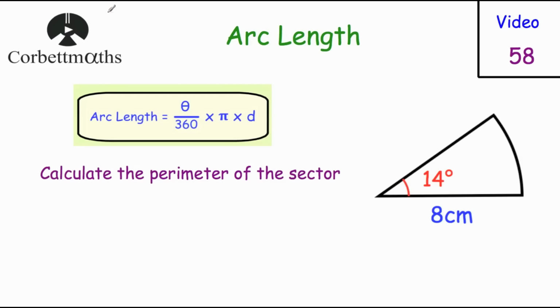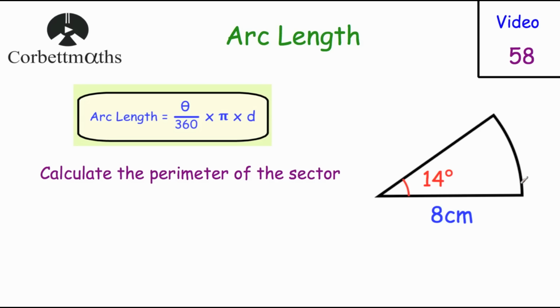Okay, our next topic is arc length. In M1 we looked at circumference and area of a circle. In M2 we looked at semicircles, quarter circles, parts of circles, nice fractions of circles. In M3 we can deal with an arc where the angle may not be as nice as a right angle, where it's maybe something like 14 degrees.